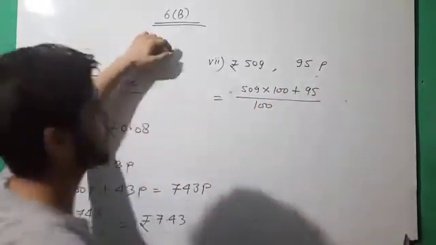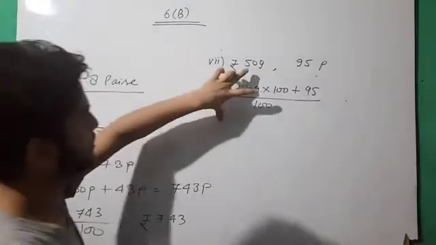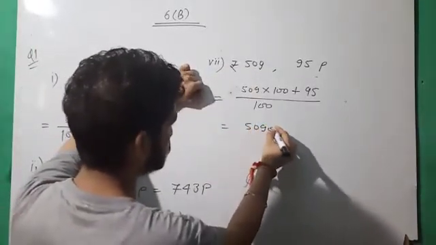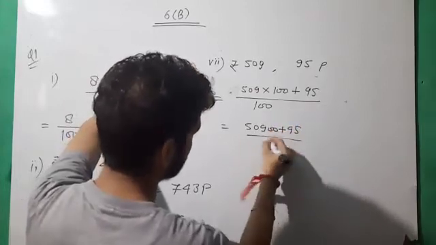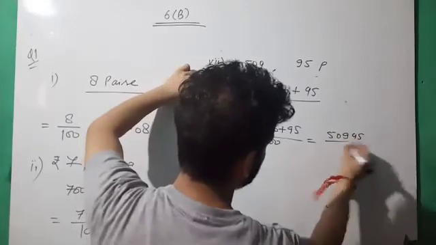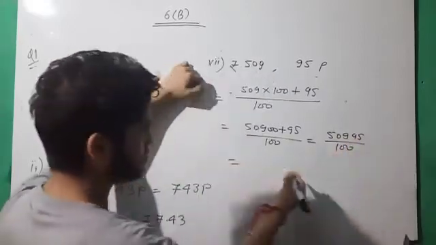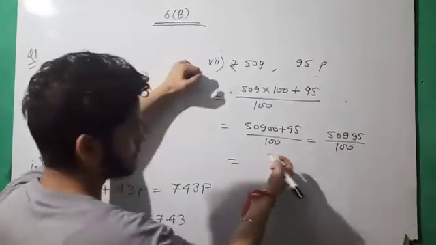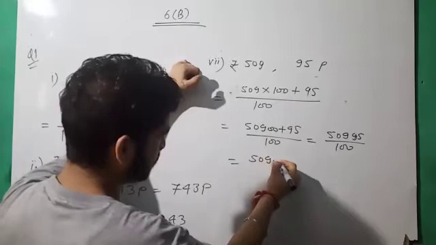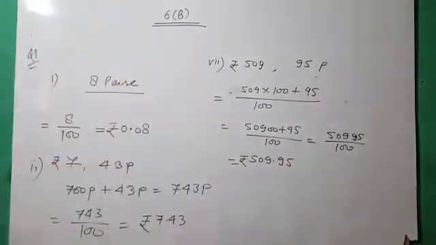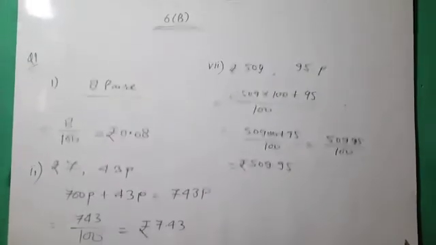If you want to convert directly into rupees, first of all we have to convert this into paise. So this becomes 50900 plus 95 upon 100. So that's why it is 50995 upon 100. Now place the decimal after the 3 digits, because we have to place 2 digits on the right side. So 509.95 rupees is the answer for this question. Similarly we have to do the rest of the questions.